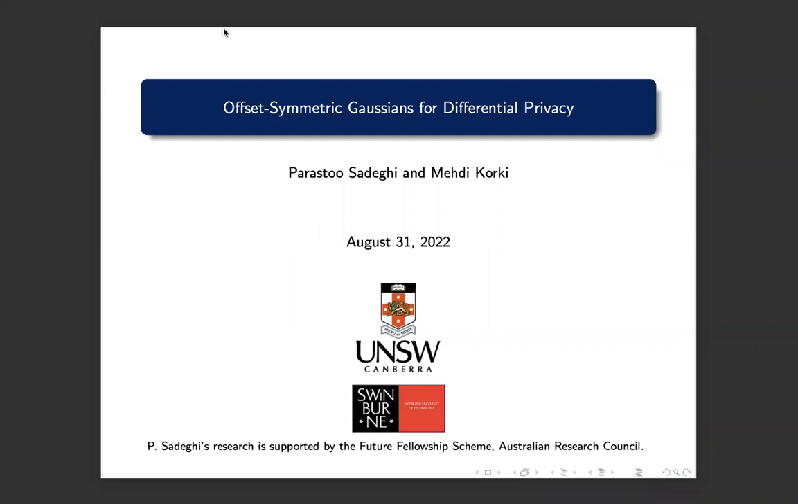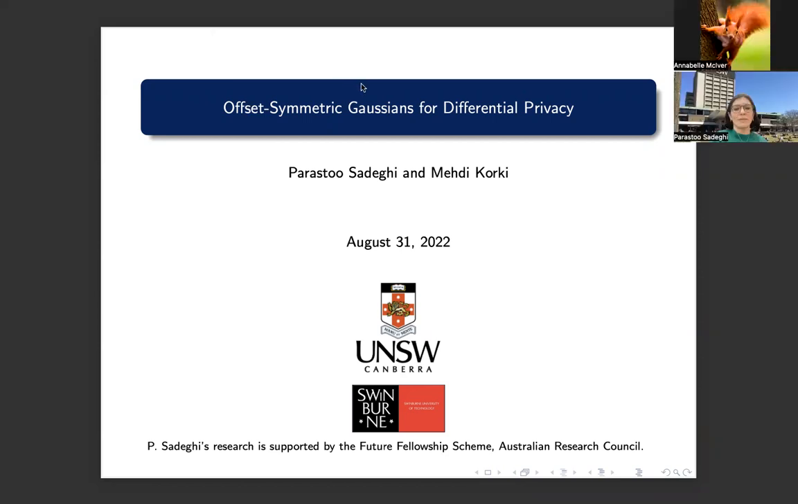So thank you everybody for coming. I'd like to introduce Professor Parastoo Sadeghi from UNSW in Canberra, who is spending a week with us working on interesting things on information security. And today she is going to be telling us about offset symmetric Gaussians for differential privacy. So thank you very much, Parastoo. So let me know.